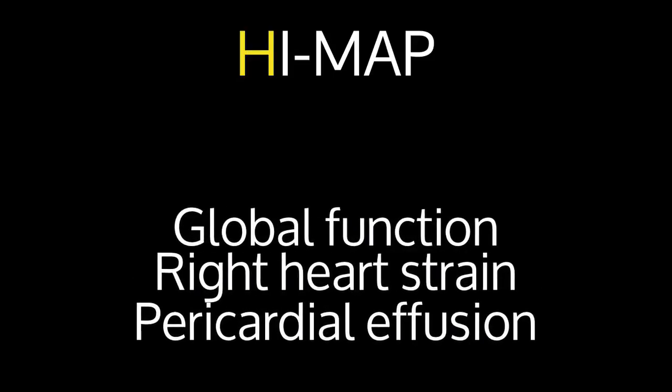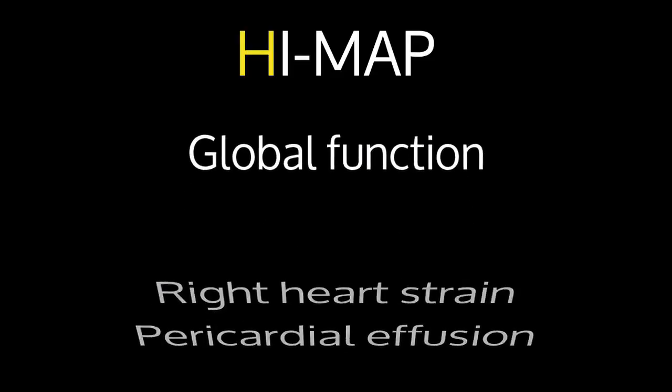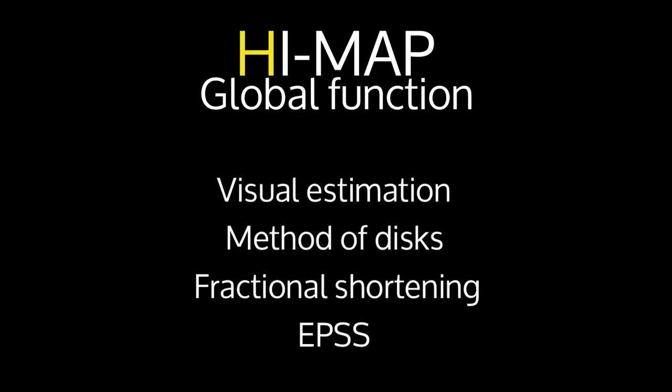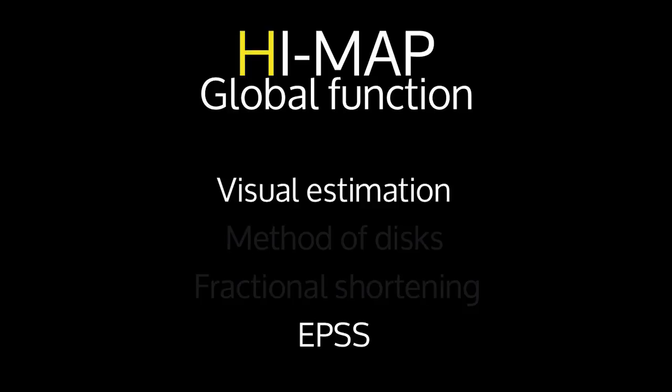Let's start by talking about how to do the heart portion of this exam. There are three things that you need to evaluate when looking at the heart, and those are global function, right heart strain, and the presence of a pericardial effusion or tamponade. Let's talk about global function first. There are four different ways that you can estimate global function, and that's visual estimation, method of discs, fractional shortening, and EPSS. We're going to focus on visual estimation and EPSS.